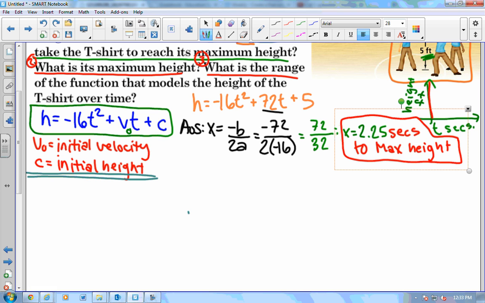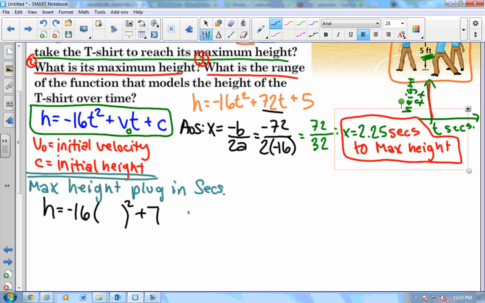When we want to find the max height, plug in the seconds we got. This is why you should be bringing a calculator or picking up a calculator at the beginning of class. Wherever there is a t, I put parentheses. When I plug in, I put parentheses just in case that number is negative. We really need parentheses. I got that from right here. Wherever there was a t, I put parentheses. And in that t, we're going to put what Skylar told us, 2.25.